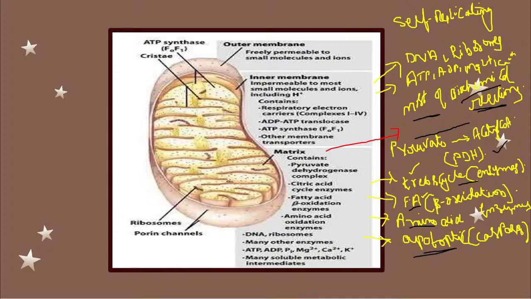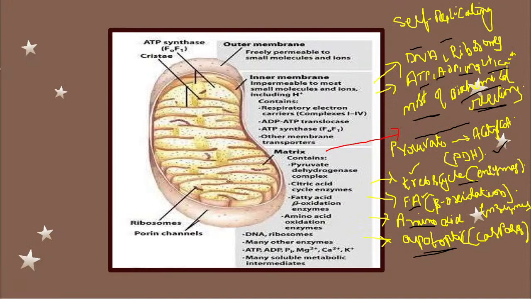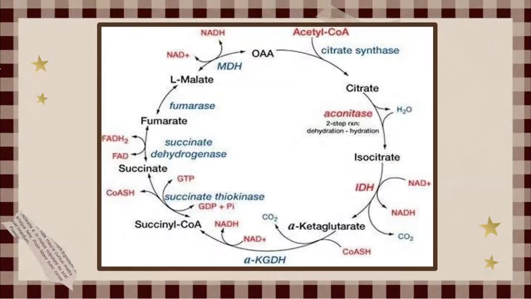And since it is a self-replicating organelle, DNA, ribosome, ATP, ADP, Pi, magnesium, calcium, potassium, all will be present in the mitochondrial matrix only. So that is the reason the matrix is the area where most of the biochemical reactions exclusively take place. Okay.